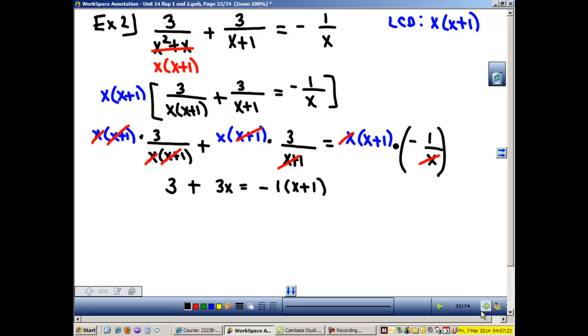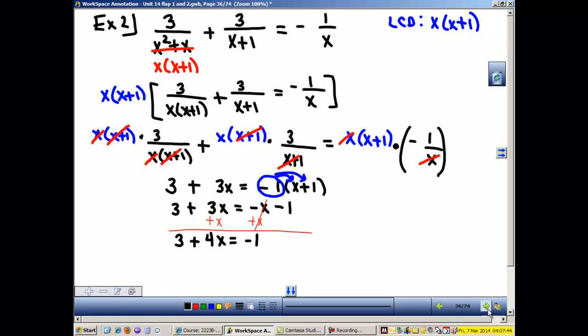This is just a one variable equation now, so solve for x. Remember, the -1 needs to be distributed to both terms inside the parentheses first, leaving 3 plus 3x equals -x minus 1. Add x to both sides to get 3 plus 4x equals -1. Subtract 3, and 4x is equal to -4. Dividing by 4 leaves x equals -1.